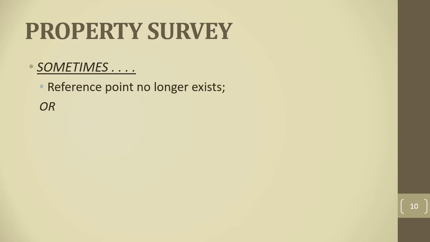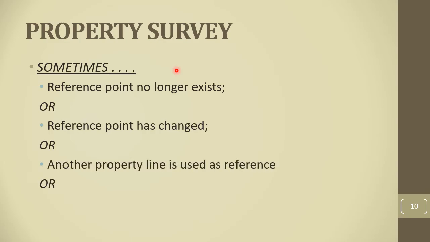Now, sometimes the reference point, such as that nail in the intersection, no longer exists, or the reference point has changed. I've seen property descriptions that referenced the branch of an elm tree or a rock, or another property line is used as a reference.